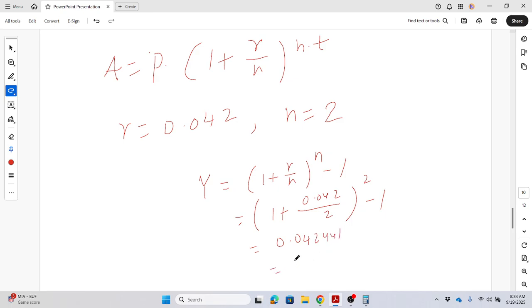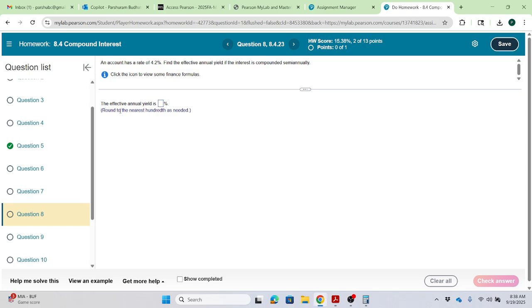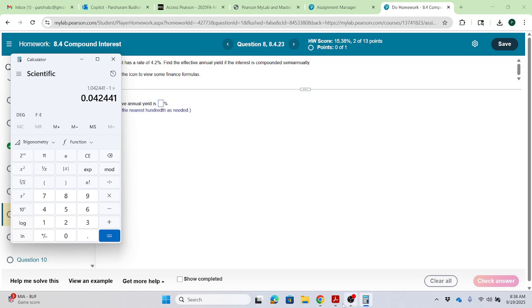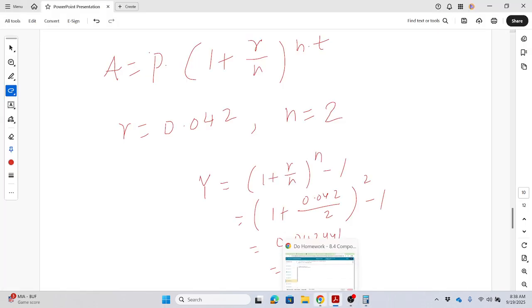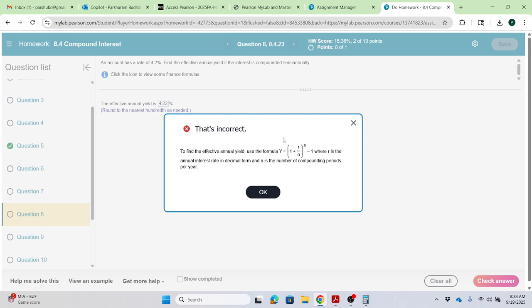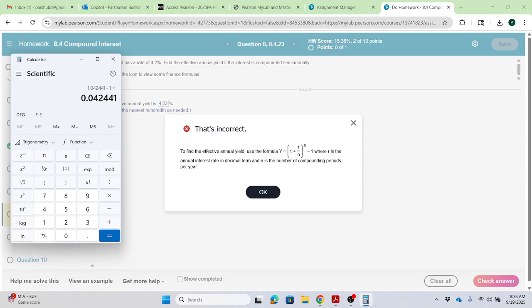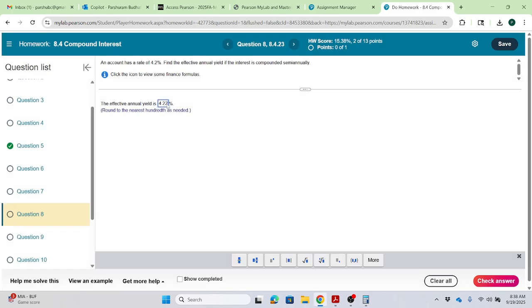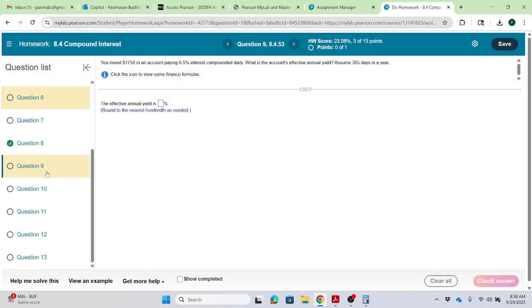0.042441, which means it's 4.2441%. So if you go back to this problem, round to the nearest hundredth. After the decimal, you just need two places. What did I do wrong here? Let me go back again. It's 4.24, sorry, my bad, it's 24, not 22. I did not copy the number properly.